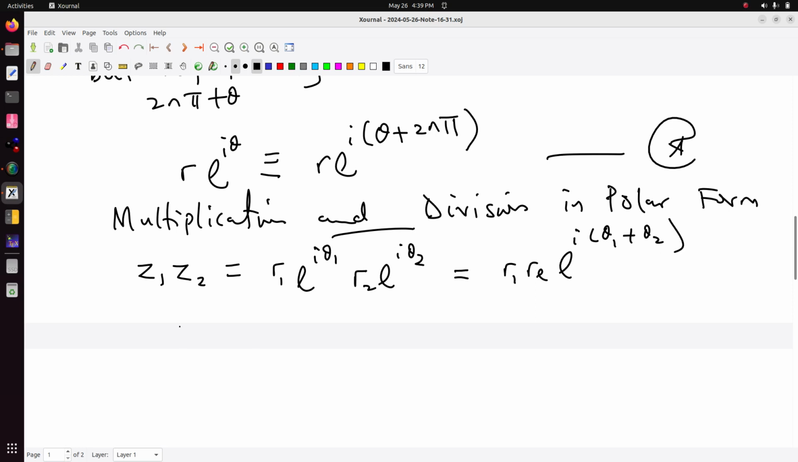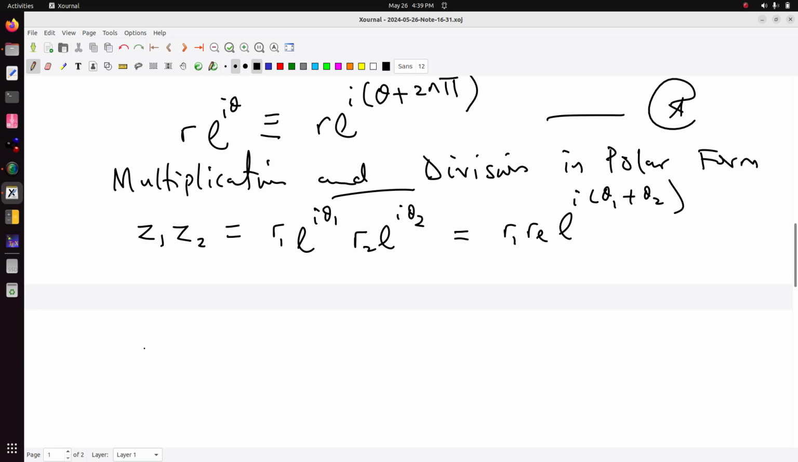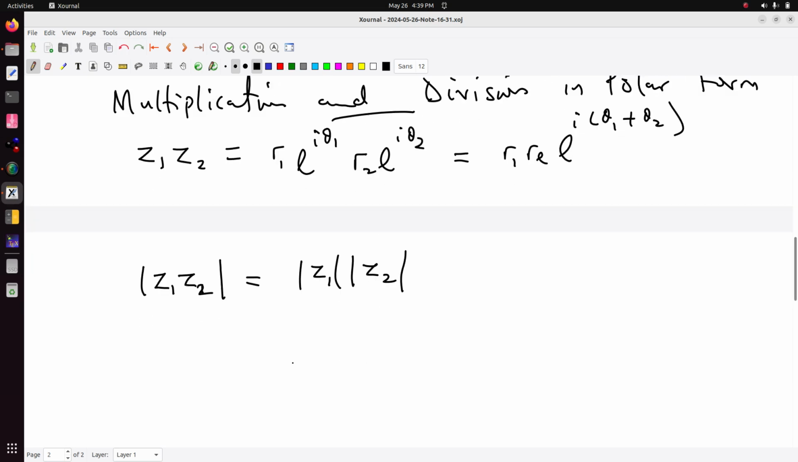In the last class we talked about the modulus of the product of two complex numbers. We said if you find the modulus of the product of z1 and z2, it is the same as finding the modulus of z1 multiplied by the modulus of z2. And I think we proved this relation by a simple example.